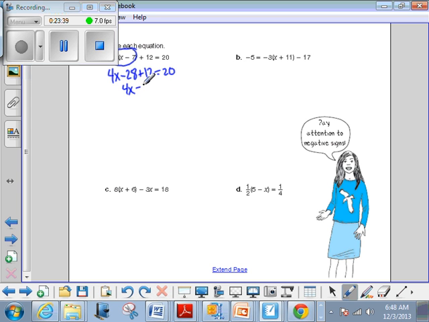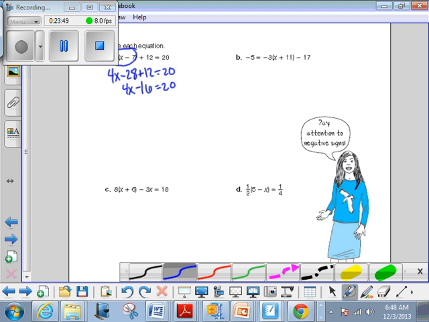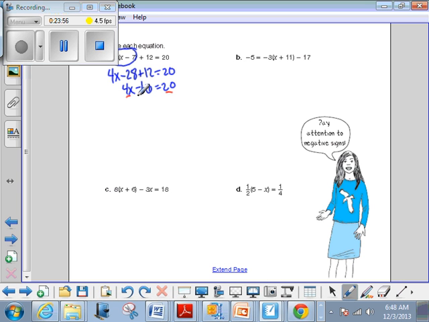Now for both sides, I need to simplify. I already have just numbers on this side and my x's on the other. So I want to take this minus 16 and get rid of it. How do I get rid of it? I do the opposite. The opposite of subtraction is addition. So I'm going to add 16 to both sides. When I do that, I'm left with 4x on the left side and 36 on the right side.